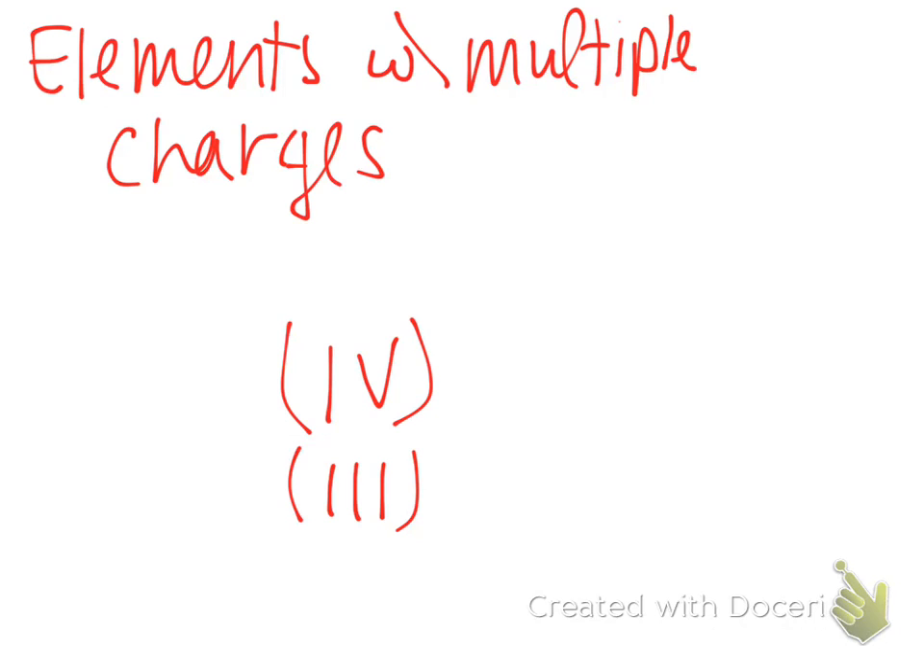We only have to work with Roman numerals for those sets of elements that take on multiple charges. So we would never need to include a Roman numeral with calcium, because calcium can only have one charge. We would never need to include a Roman numeral for potassium, because potassium can only have one charge. The Roman numeral is only used in the written version of the words; it doesn't go into compounds at all. It goes with the written word, and it's only for these transition metals, okay?